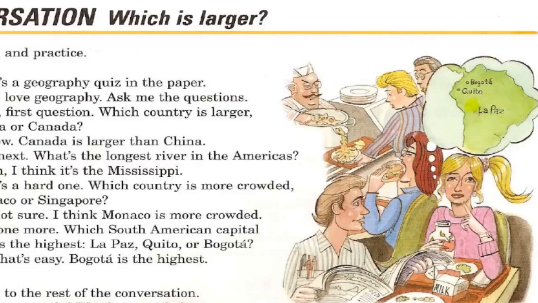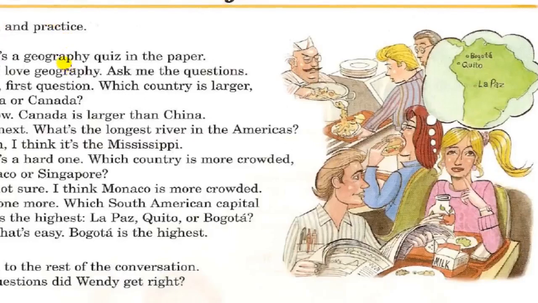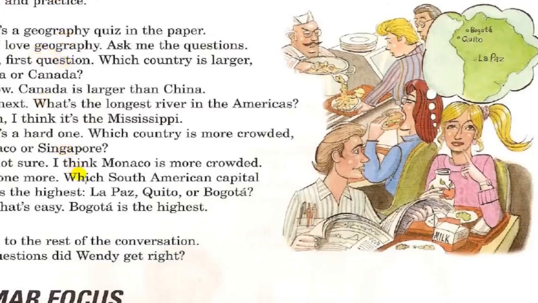This is a map. Bogota, Quito, La Paz. Names of cities. Are they in Africa, Europe, North America? No. They're in South America. The man is reading, and the young lady is thinking. Conversation: Which is larger? Listen and practice. In this exercise, let's listen first, okay? And then we're going to answer the questions.